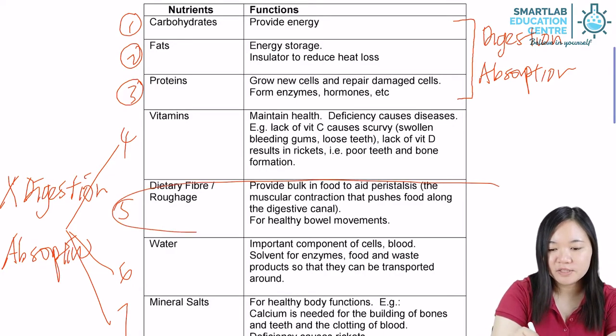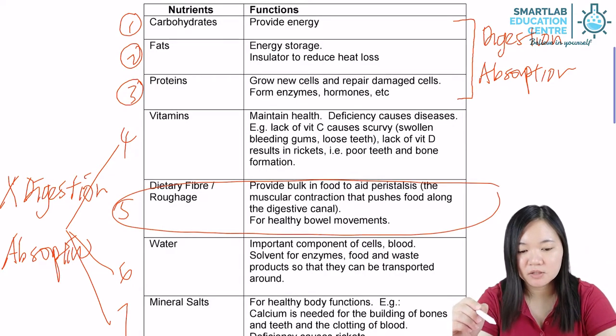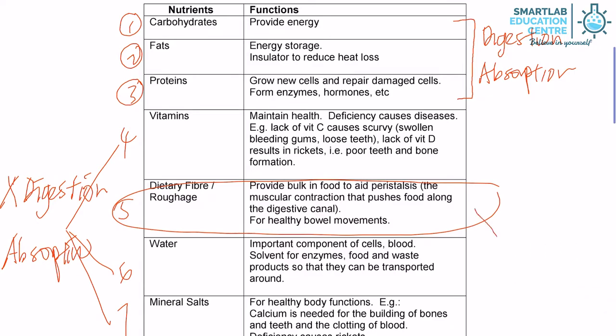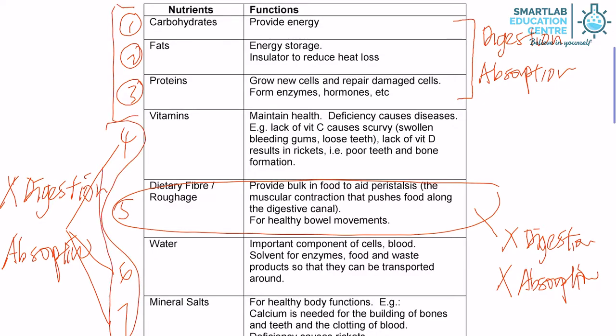Group 5 here, the dietary fiber or roughage, is not digested. We don't have the right enzyme to digest it, and hence, it is too large, we cannot absorb. So there's no absorption. Okay, so we split them into major group 1, major group 2, and major group 3.